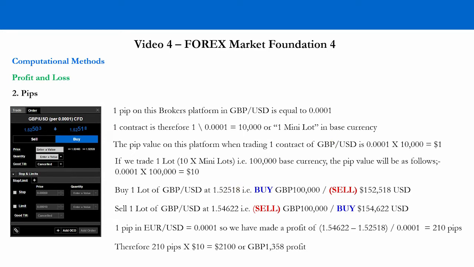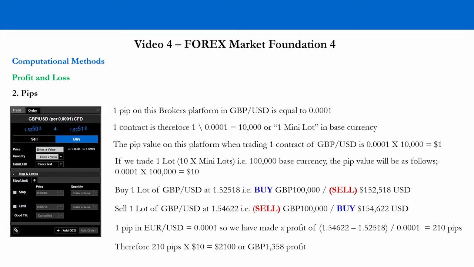Now, what happens if we do a trade where we buy 1 lot at 1 spot 52518? So we're buying £100,000 and selling 152,518 US dollars. And then we trade out of this position. So we sell 1 lot of cable, sterling US dollar, at 1 spot 54622. So we sell £100,000 and buy at the new rate 154,622 US dollars.